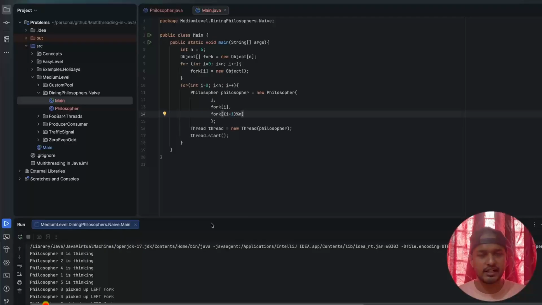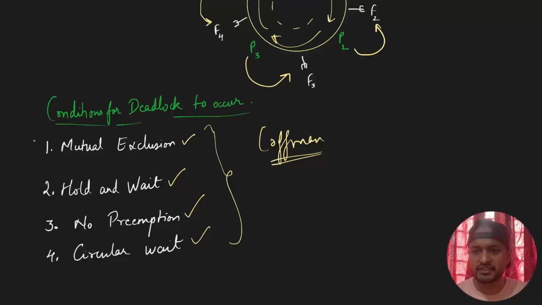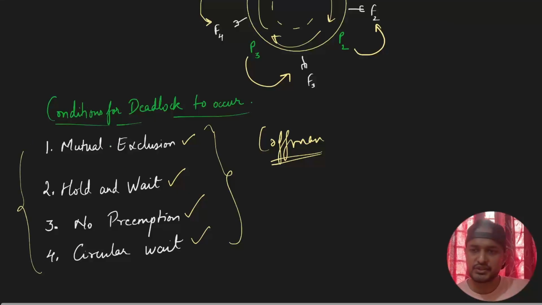Now to solve the deadlock, what are the things we can do? There are 2 things that we can do. Let's go to our blackboard and see how we can break this deadlock. So deadlock follows these 4 conditions, right? So let's try to break one of the conditions. In our case, let's try to break the circular wait condition, correct?